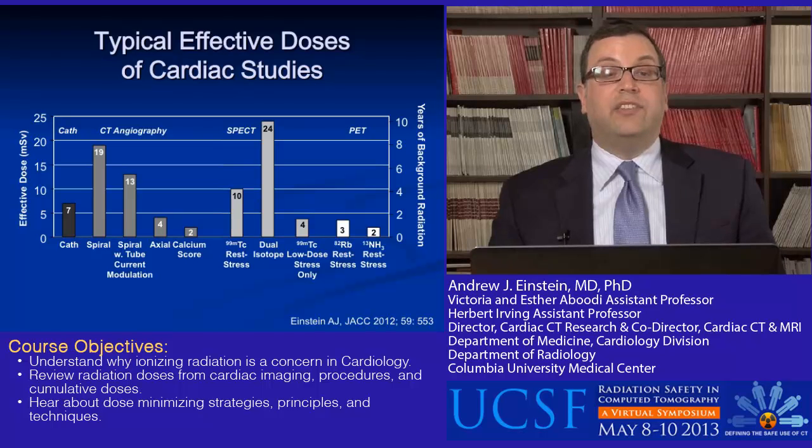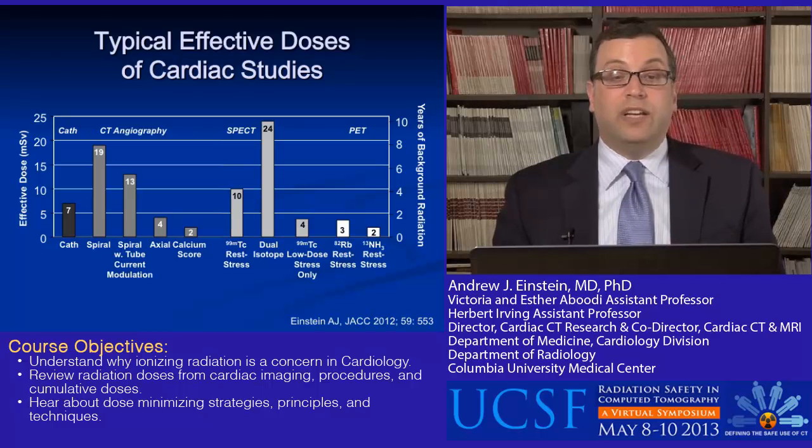So a CT angiogram performed with spiral acquisition with no tube current modulation will have an effective dose on the order of 20 millisieverts. This will be decreased by about a third by virtue of using tube current modulation. However, if we perform an axial scan, a prospectively gated scan, that'll be associated with a markedly decreased radiation dose to the patient, reduced by, say, 80% to 4 millisieverts. Calcium scoring typically has even lower radiation doses.